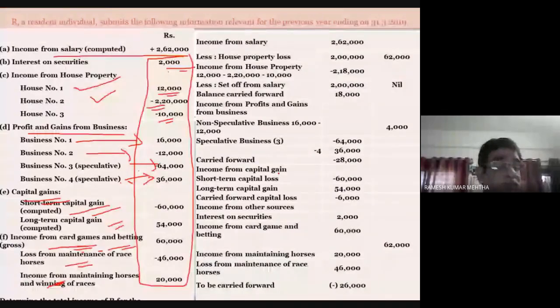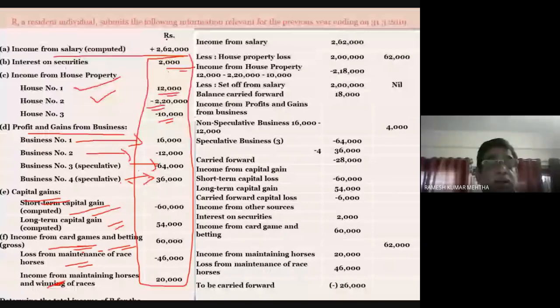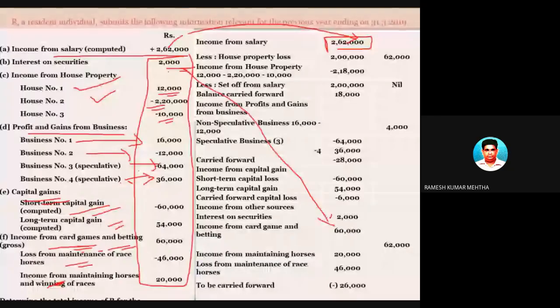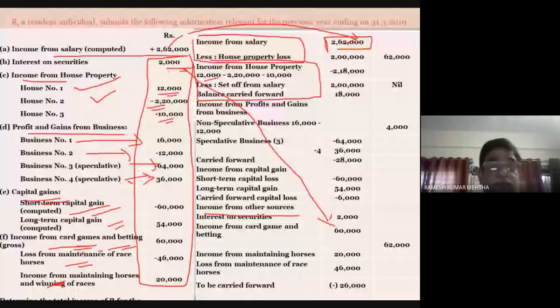The income from salary is 2,62,000. So this is the first one, number one. Number two is income from interest on security. This is income from other source, under the heading income from other source. Number three is income from house property. This is the first one. Income from house property solution: income from house property is 12,000 minus 2,20,000 and minus 10,000. All put together is 2,08,000 as the loss.